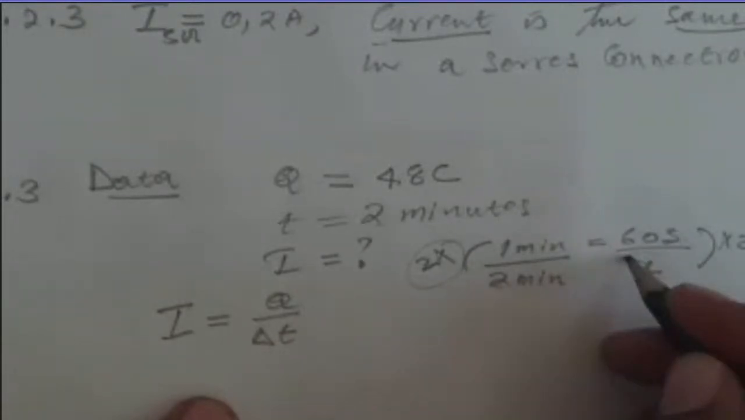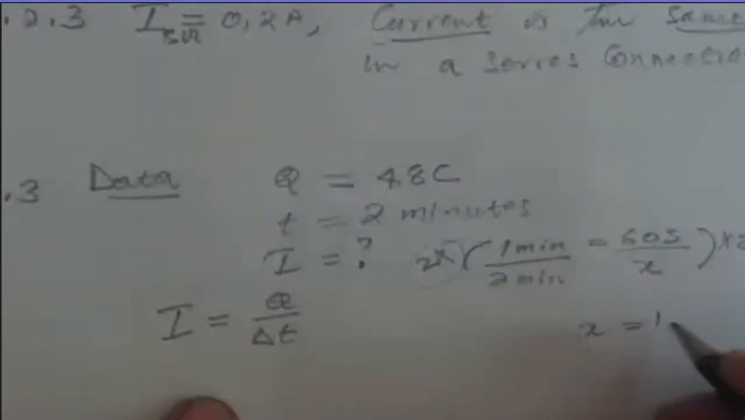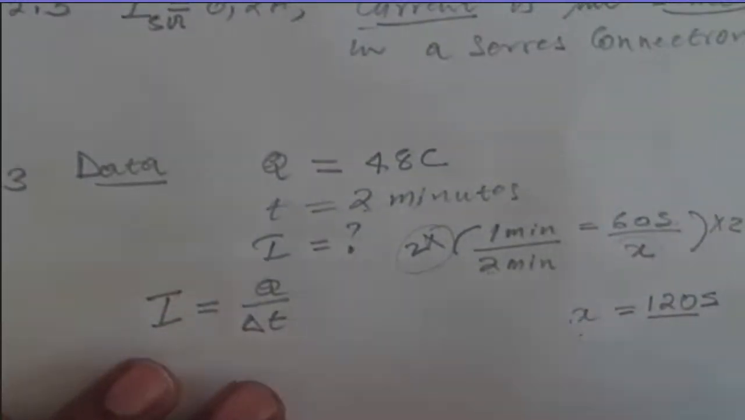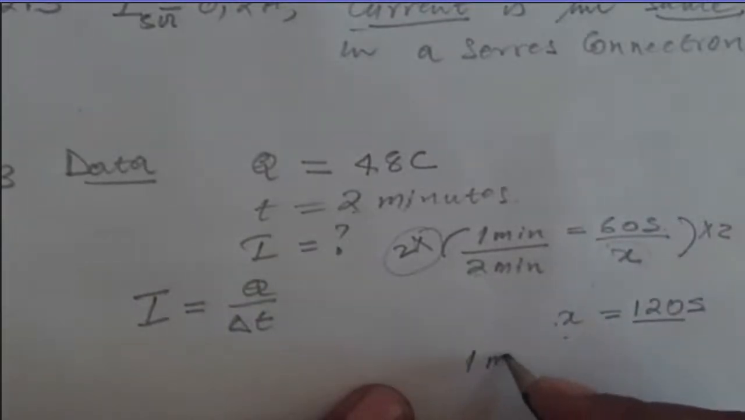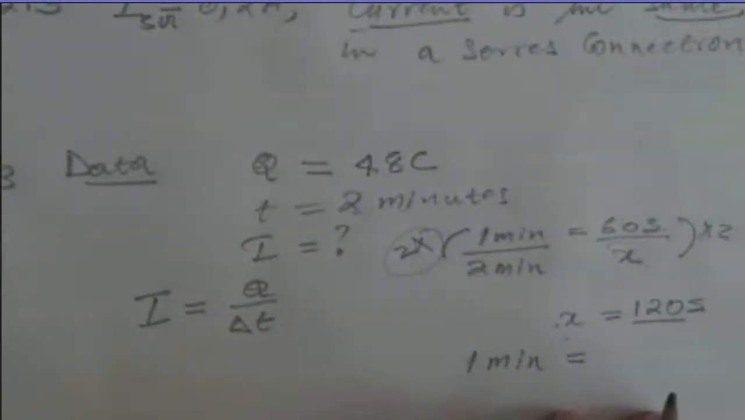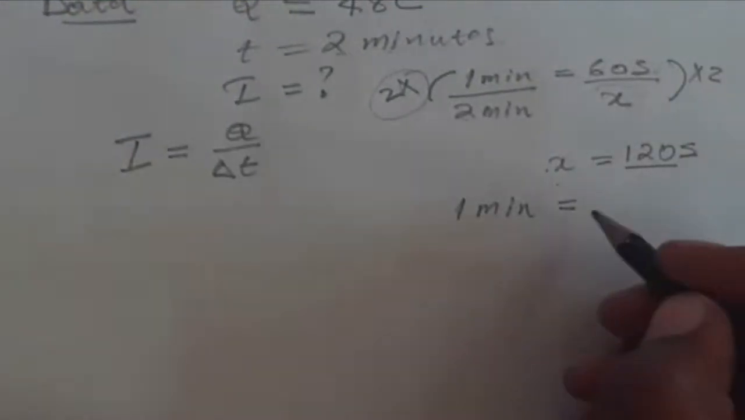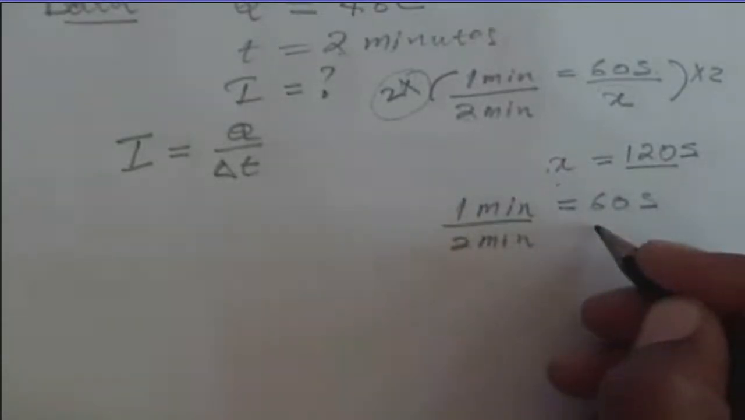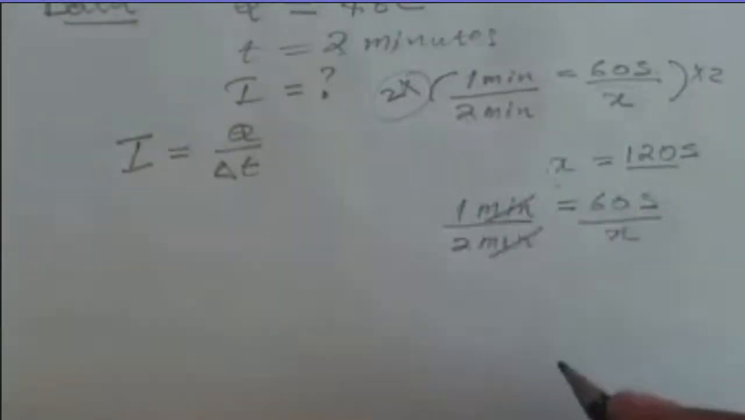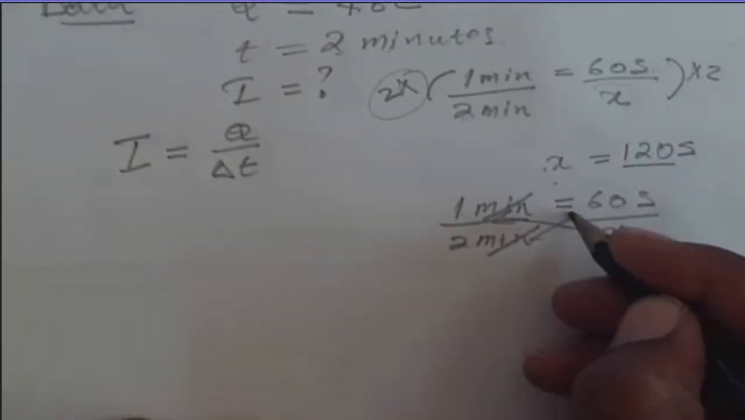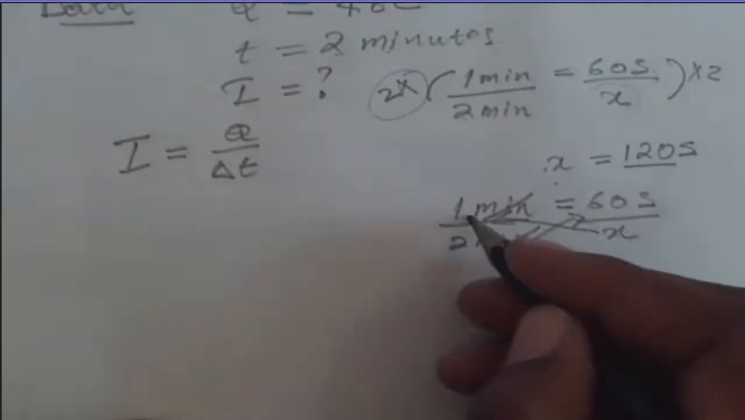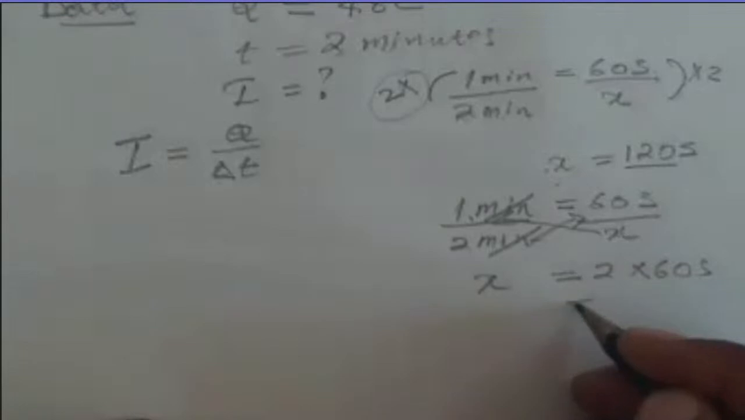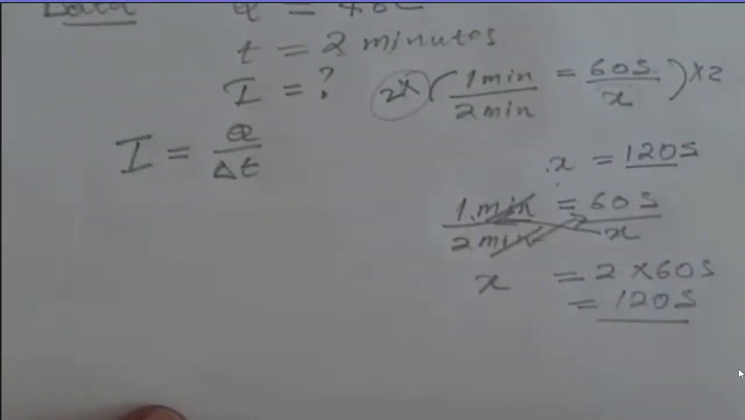So this unknown part is going to be 120 seconds. Or if you don't want to use this method, 1 minute is equal to 60 seconds. So this is the 2 minutes. This one will be X. This one cancels out. You can do cross multiply. So X multiplied by 1 is X. That will be 2 multiplied by 60. So I'm getting 120 seconds.